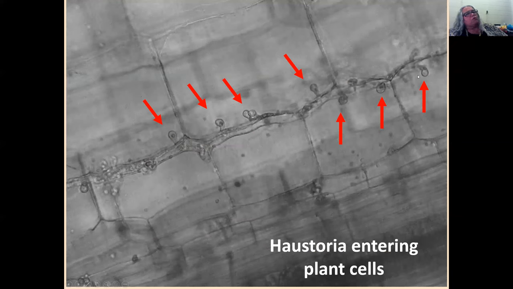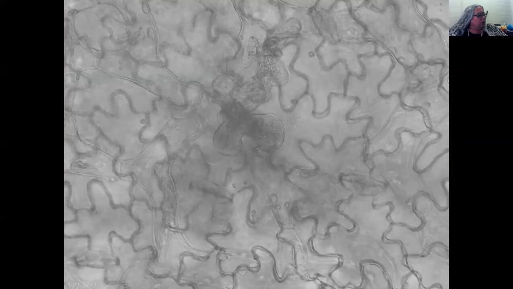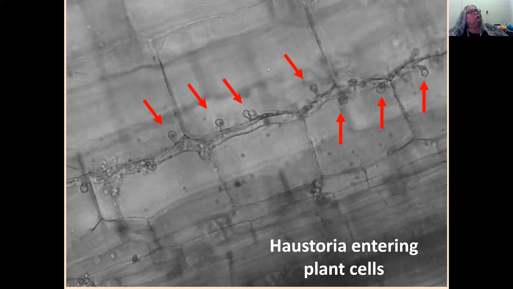Here is a cross-section through a plant stem. You can see this little strand of the pathogen growing in between plant cells and traveling up the stem, up the petiole, into the leaves. Along the way, it produces these little blebs. These things are called haustoria, and they penetrate into living plant cells and extract nutrients. The plant cell has to be alive. This is a parasite.